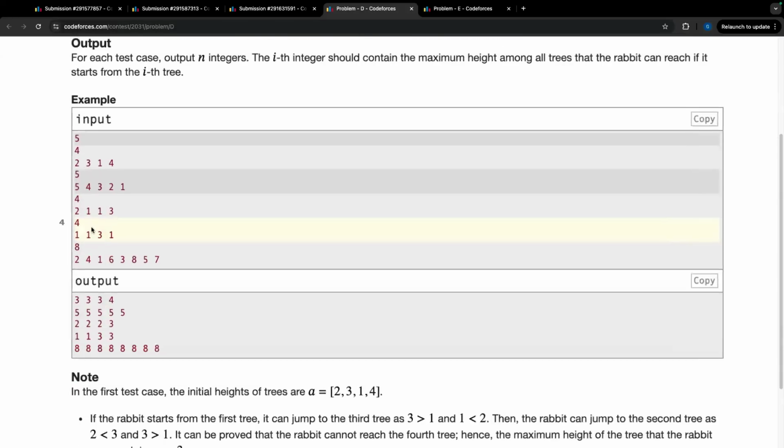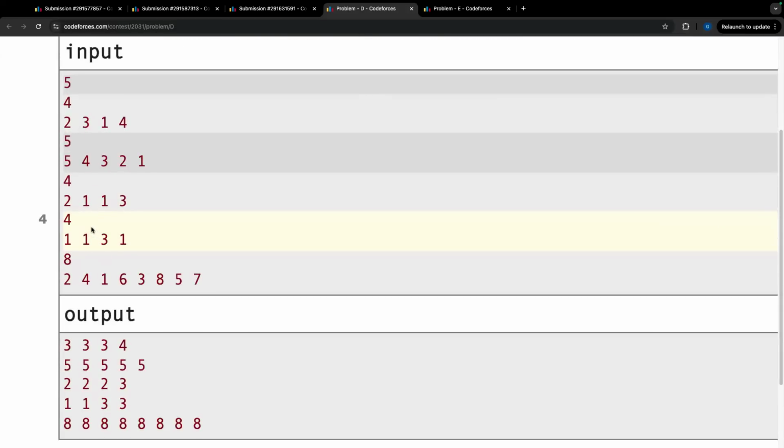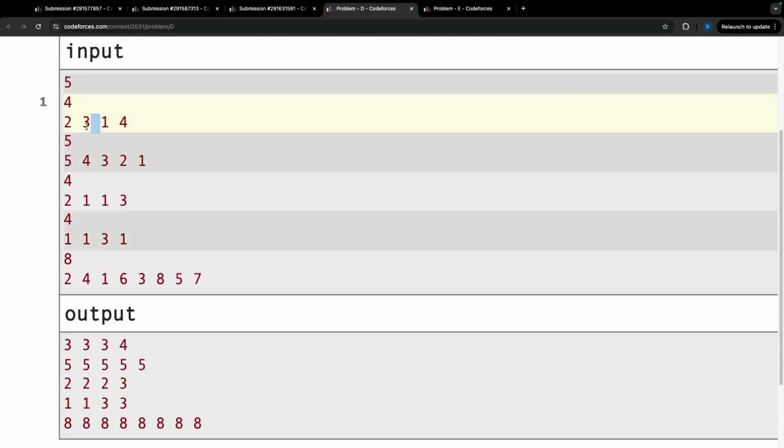For example, let me show you a given test case. If you start at 3, then your answer is 3. If you start at 1, you can see that you can go backwards towards a taller tree, so you can go to 3. For 2, how is the answer 3? Because you can go ahead to 1, and after that, you can go back to 3. Yes or no, guys? Tell me.